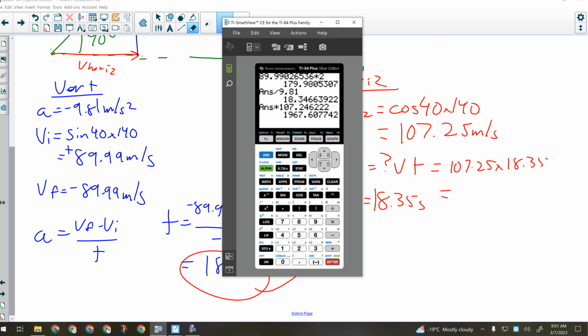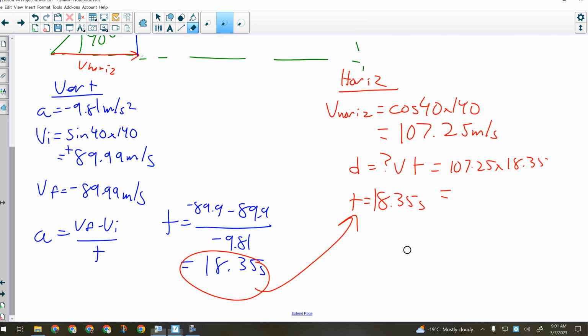I think that was the answer I wrote on the board. I wrote 2.0 times 10 to the 3 yesterday, didn't I? Okay, I guess I didn't screw it up. So we will round that to 2.0 because we only have two significant digits. 2.0 times 10 to the 3 meters. That will be the horizontal distance traveled.